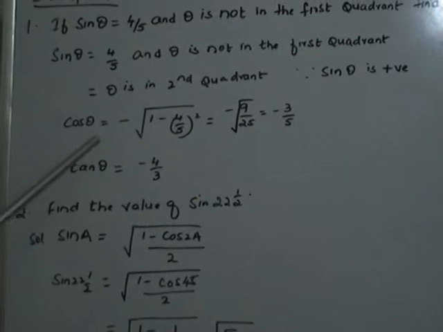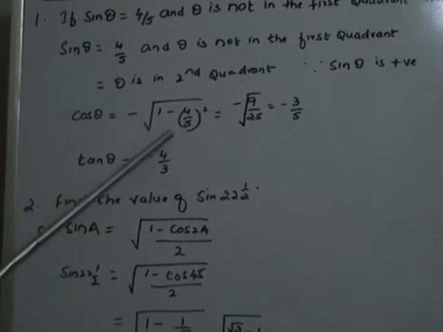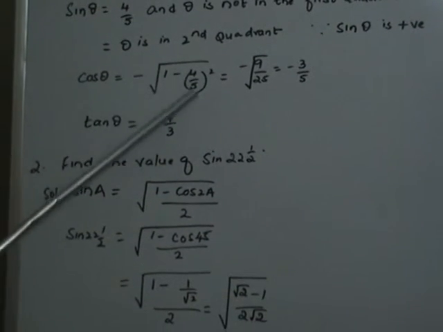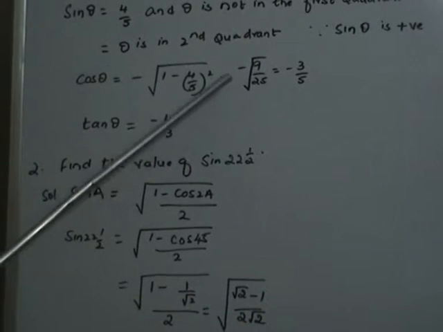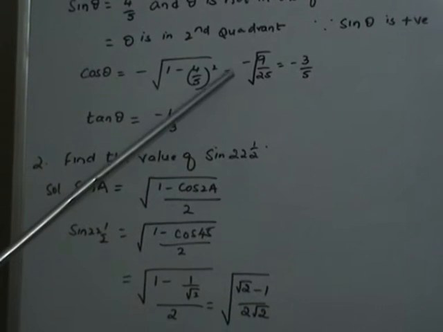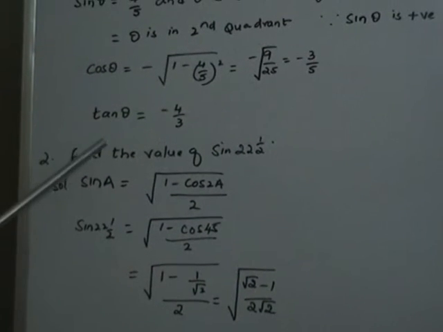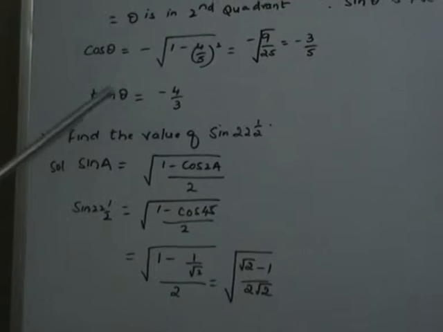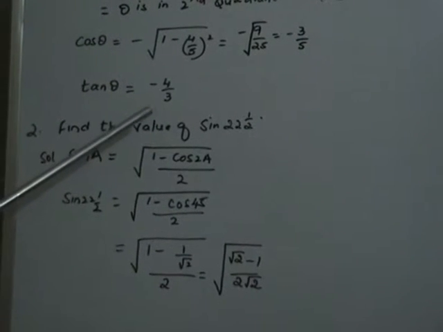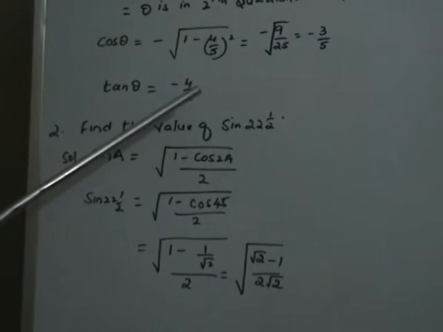Now cos theta is minus root over 1 minus sin square theta, which is root over 1 minus 4 by 5 whole square, which is root over 9 by 25. The minus sign stays outside, that is minus 3 by 5. Therefore tan theta is nothing but sin theta by cos theta, that is 4 by 5 by minus 3 by 5, which is minus 4 by 3.